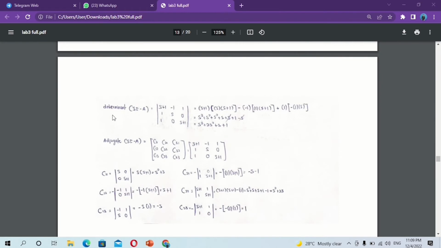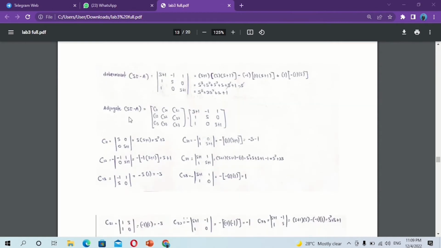So next, we need to find the determinant first. After we do the calculation for the determinant, we will get the result as s^3 + 2s^2 + s + 1. So for the adjugate of the sI minus A matrix, we need to find the value for the first position, which is C11. We need to find the determinant.